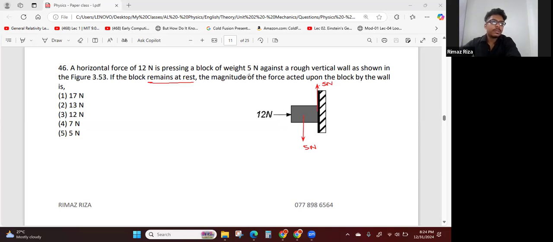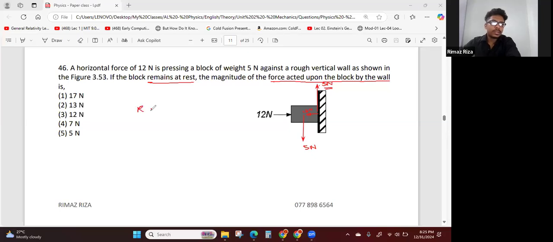So here they are asking for the magnitude of the force acted upon the block by the wall. By the wall, we have a friction force of 5 Newton and also the normal reaction force of 12 Newton. This 12 Newton and the applied 12 Newton are equal and opposite, so in the horizontal direction also it's in equilibrium. Now from the wall, there are two forces, 5 Newton and 12 Newton, and these two are perpendicular forces.